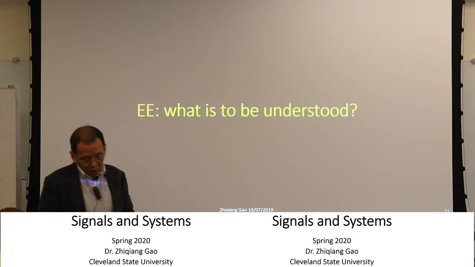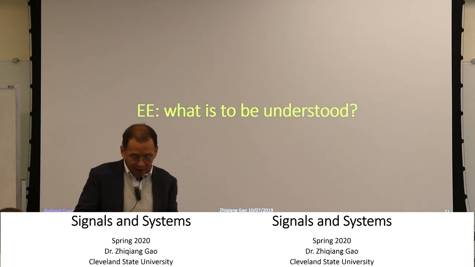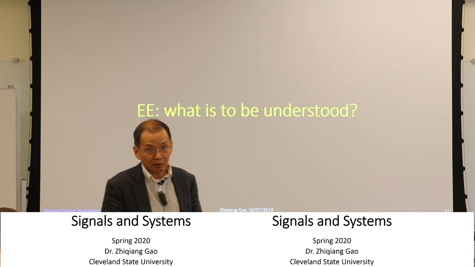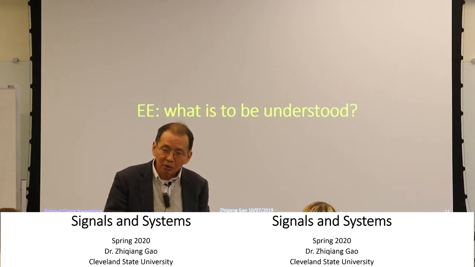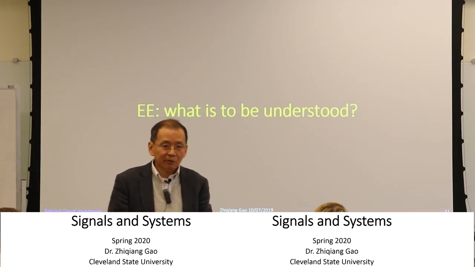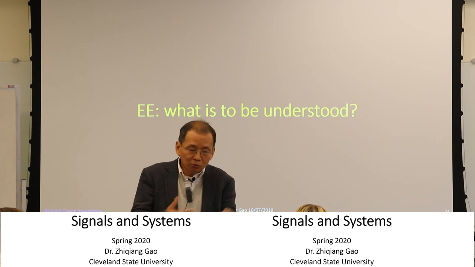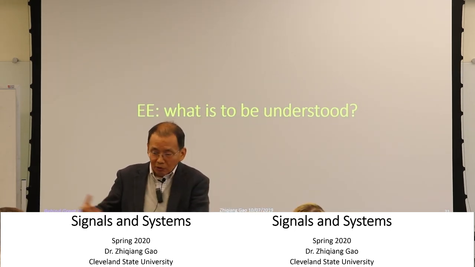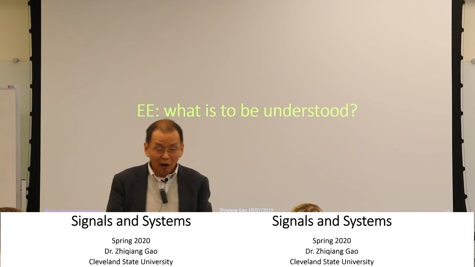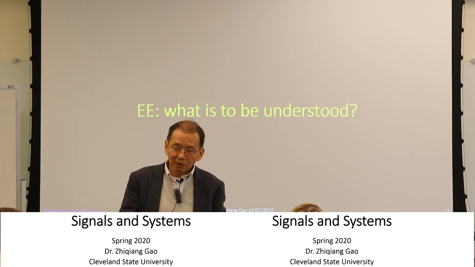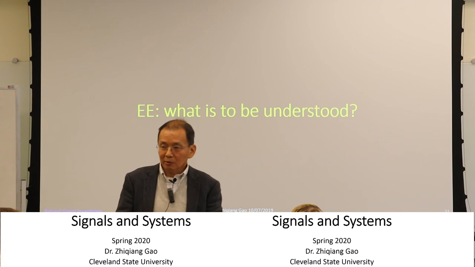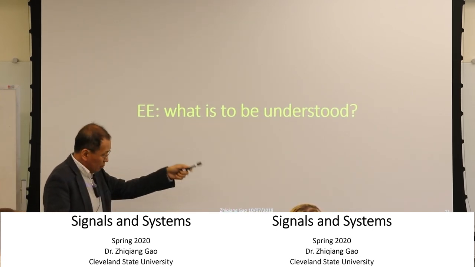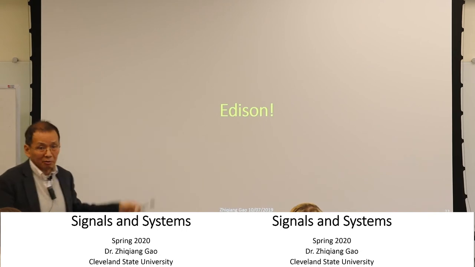And we ask questions. We do the science, we do the engineering. The science is supposed to help us understand engineering. But what is it to be understood? The scientist doesn't care. Scientists do science, engineers practice engineering. But who helps us understand what we're doing? That's really the question. What is to be understood? Let's start with Edison.